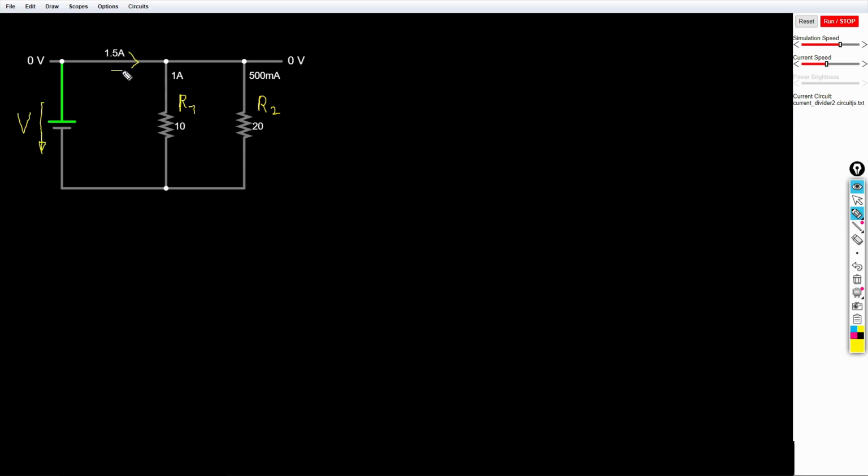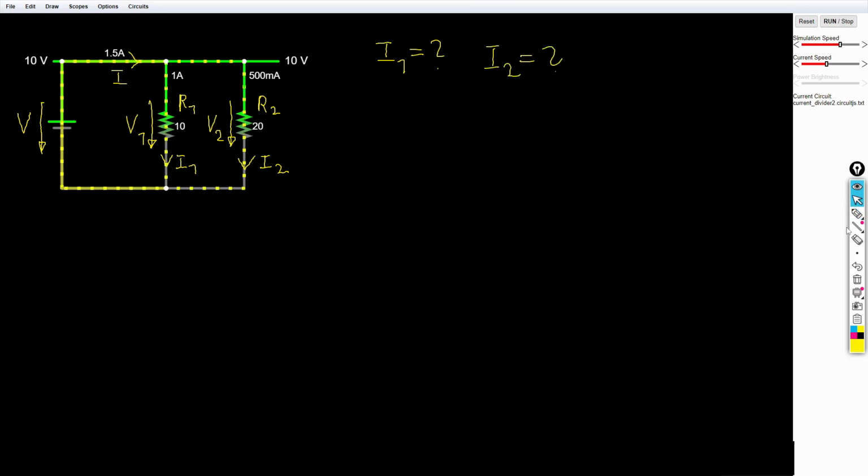As usual, we have to define our reference directions for voltage and current before calculating. We are looking for the currents I1 and I2. If we do not know the current divider rule, we could calculate them by applying Ohm's law in a parallel circuit. We should know that the voltage in a parallel circuit has to be equal. This results in V equals V1 equals V2.